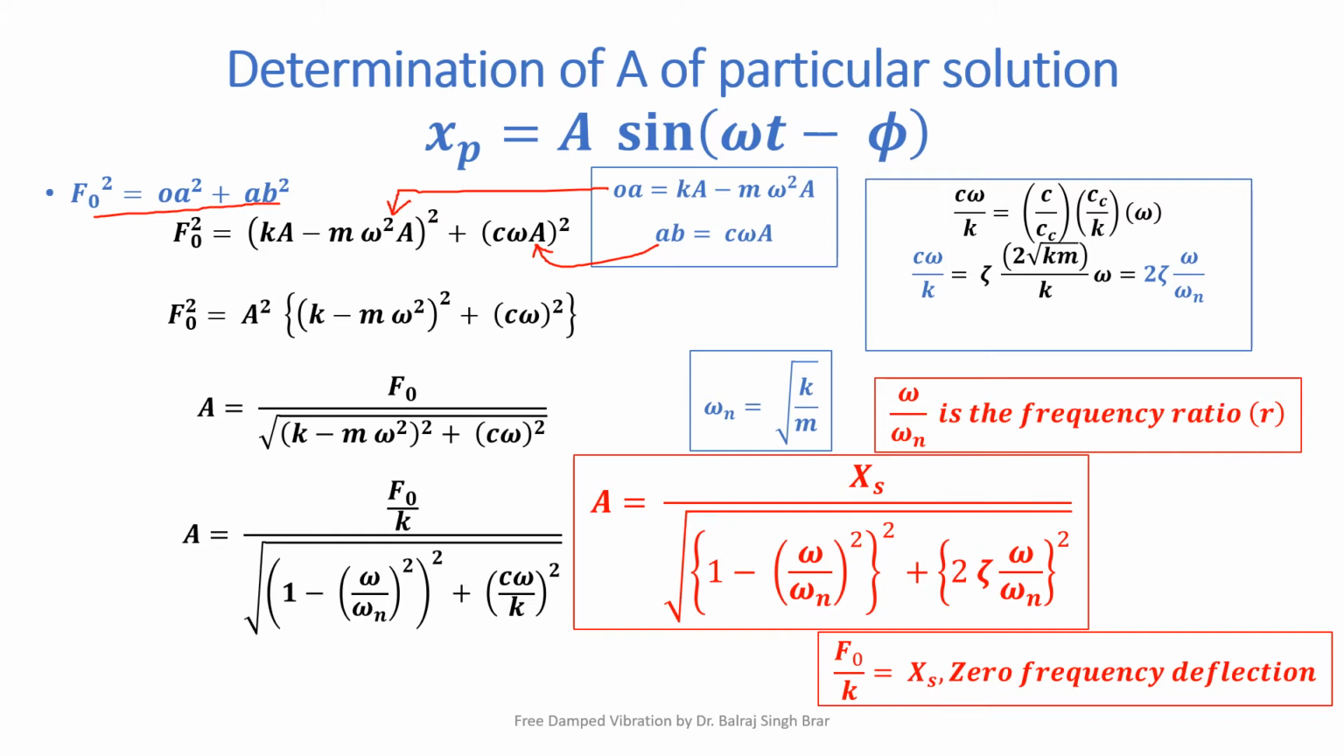We substitute, we rearrange, and A becomes like this. When we substitute the values of c omega by k and omega, the relation becomes like this. A is X st by the square root term, which we have already discussed, and X st is F naught by k.